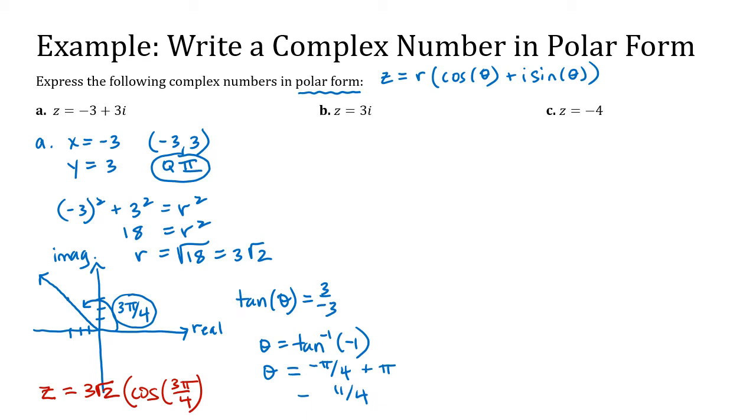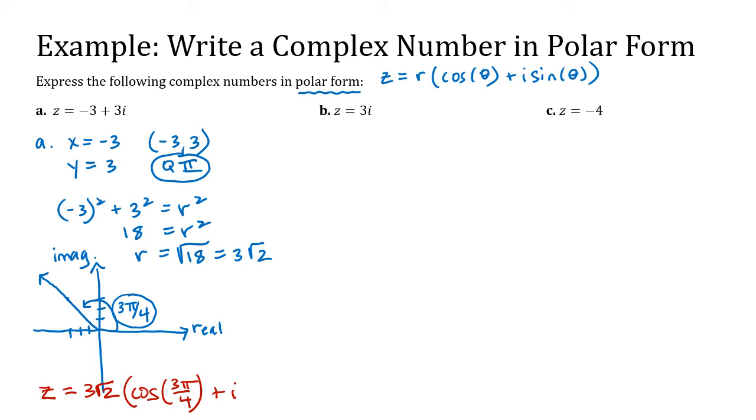I think I need to erase this. Can I erase all this? I hate to erase all of it, but I'm going to erase it so that I have some room to write. And go back to my red pen, plus i times the sine of also 3 pi over 4. All right, that's the polar form.